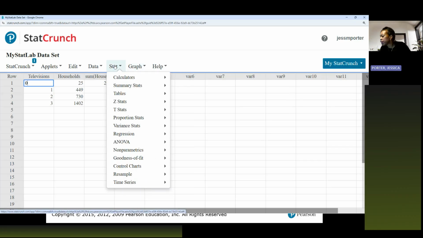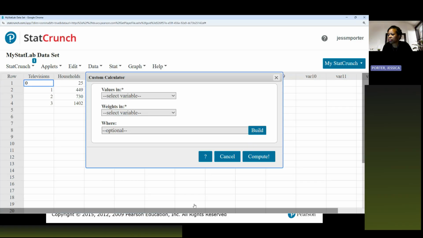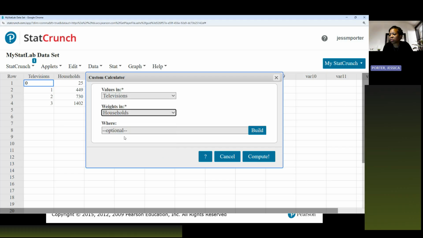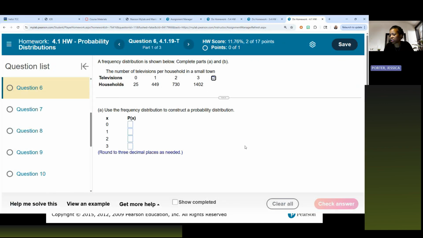You go to Stat, Calculators, Custom, and the values are in televisions, the weights are in households, and then compute. So it gives you, the bars here are skinny, but I think this is going to be the second part of this question. Let me show you the completed version here.